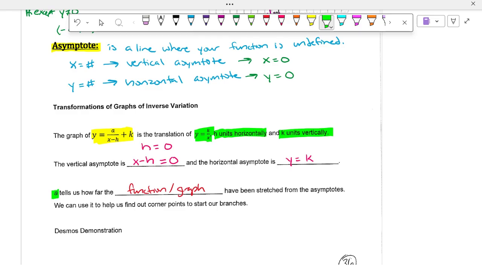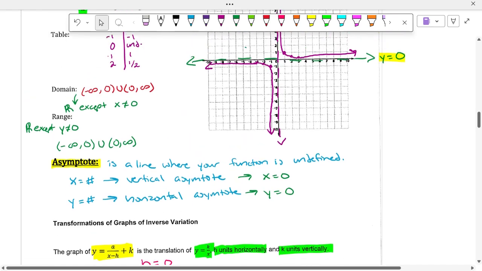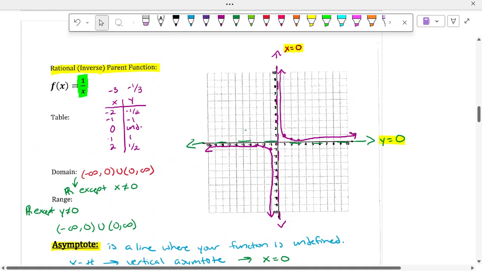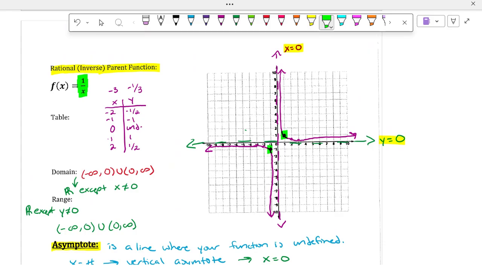So that's what a tells us. And we can use it to help us find the corner points to start our branches. So if we look back up here, what it means by corner points is these points right here. It's typically the only point on the graph where it's a solid whole number. It's not a fraction. All right. So those are what we call our corner points. And then after that, all we do is draw them along our asymptotes.